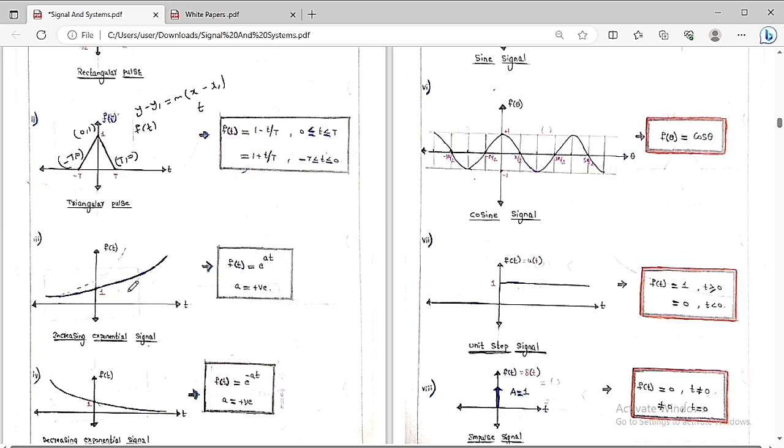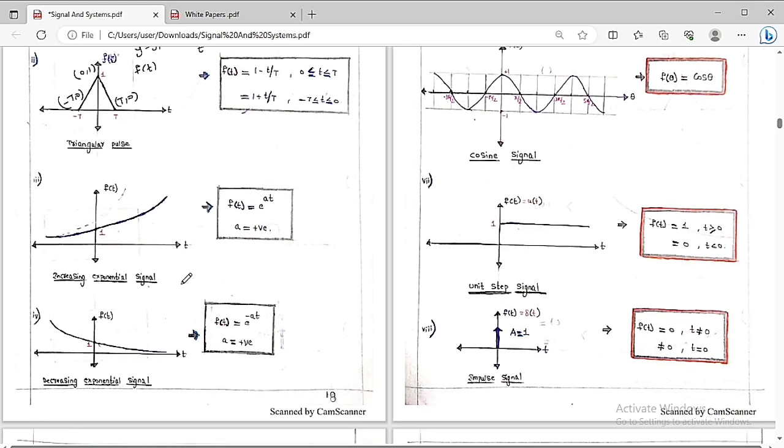If you substitute t is equal to 1, then the function is going to increase. If you substitute t is equal to negative, then the function is going to decrease. So you can see a graph like this. If you go from left side to right side, you can see the function is increasing. That is the reason it is called an increasing exponential signal. The next signal, f of t, is the decreasing exponential signal.